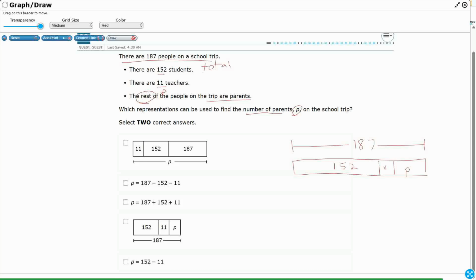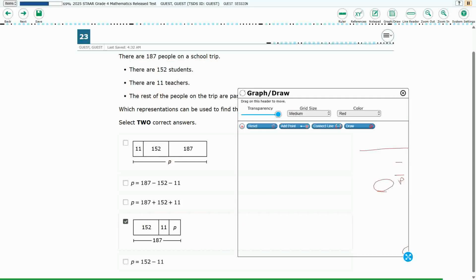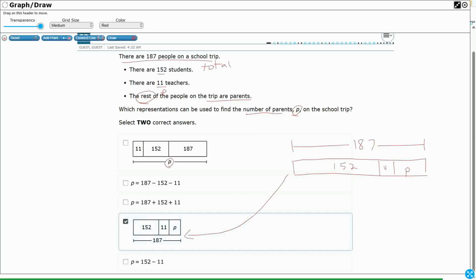All right, so you notice I've got this right here. So my parents plus my 11 teachers plus my 152 students equals the 187. And you'll notice that matches this right down here. Okay, so that's going to work. This doesn't work because look at that. That parents would be 187 plus 152 plus 11, and that would be way more than the total of 187. So our answer is that fourth option down there.